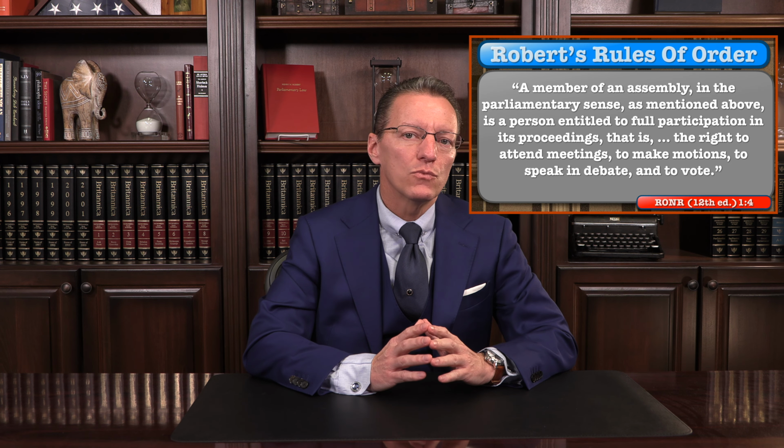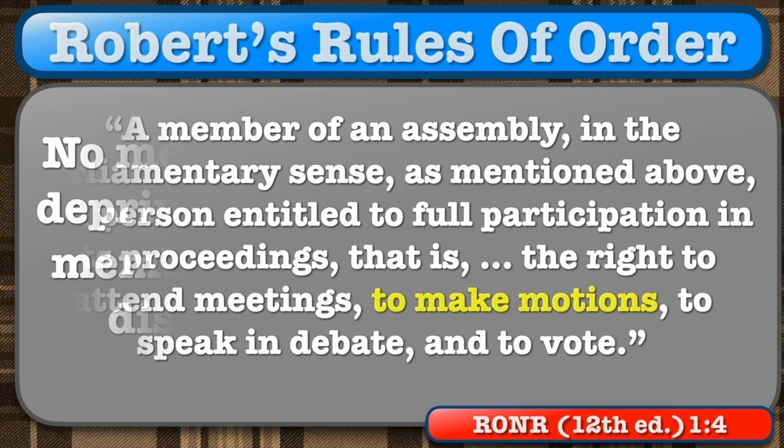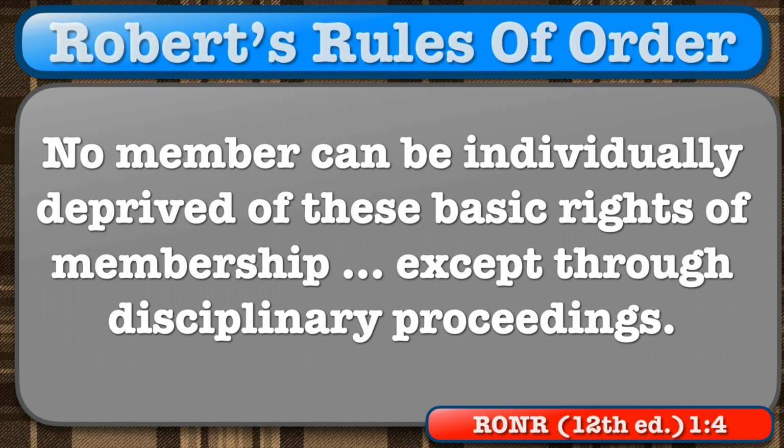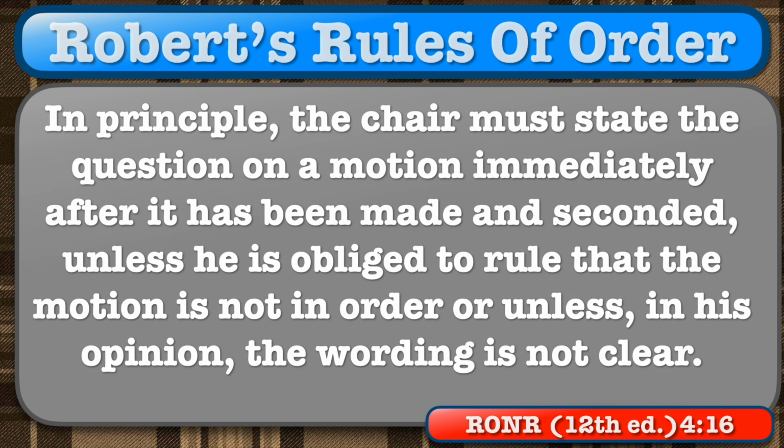Well, this is where Robert's Rules of Order comes in. In Section 1 of Robert's Rules of Order, the 4th paragraph provides, "A member of an assembly in the parliamentary sense, as mentioned above, is a person entitled to full participation in its proceedings. That is, the right to attend meetings, to make motions, to speak in debate, and to vote." Robert's Rules of Order goes on to say, "No member can be individually deprived of these basic rights of membership except through disciplinary proceedings."